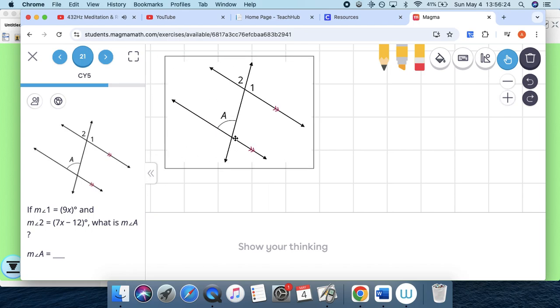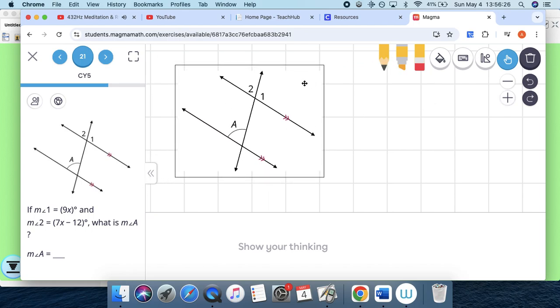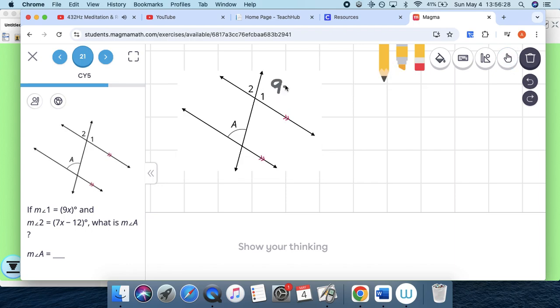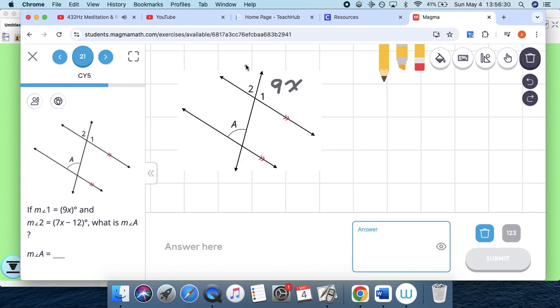Angle 1 is 9x, so they're saying that angle 1 is 9x and angle 2 is 7x minus 12. What is the value of angle A? Well, what's the relationship between angle 1 and 2? They are supplementary. So 7x minus 12 plus 9x equals 180, right? These two angles are supplementary.